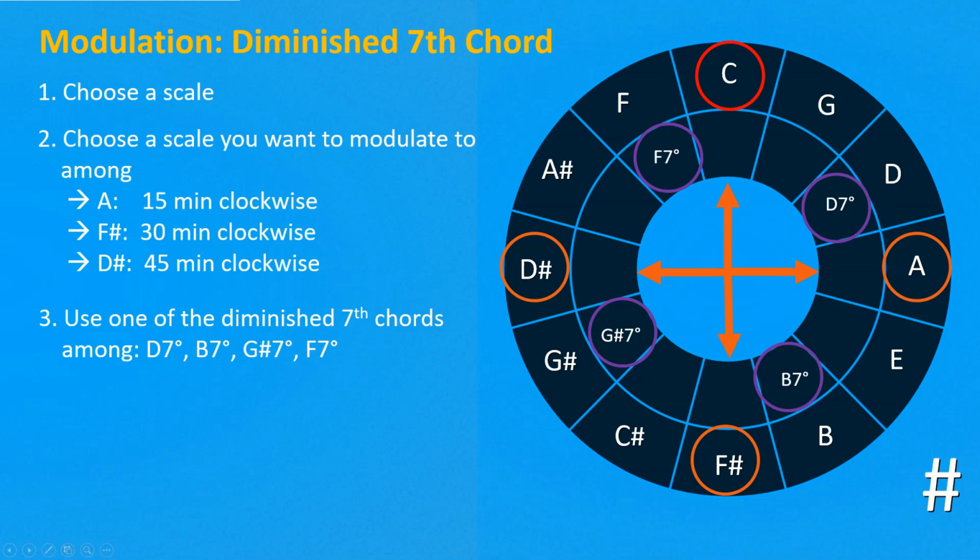So starting in C major scale, you can move to A major or F sharp major or D sharp major scale using one of the diminished 7 chords D, B, G sharp, F as pivot chords.